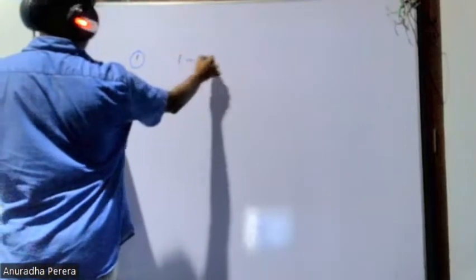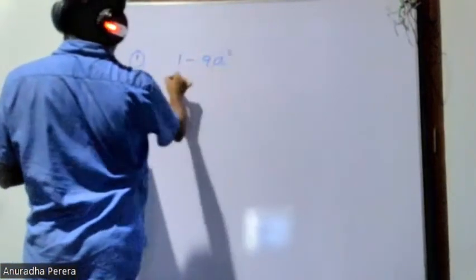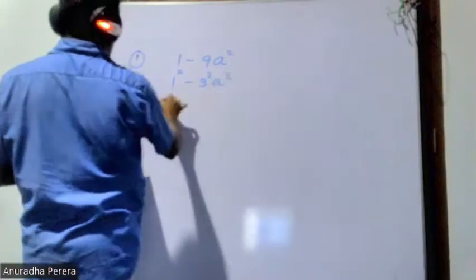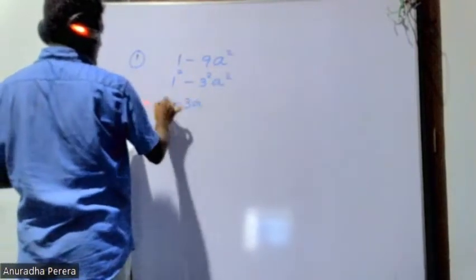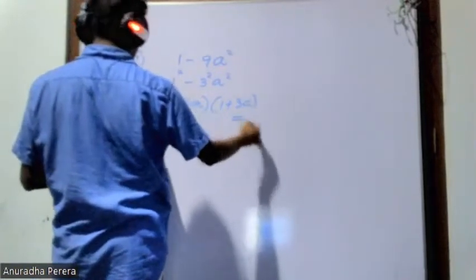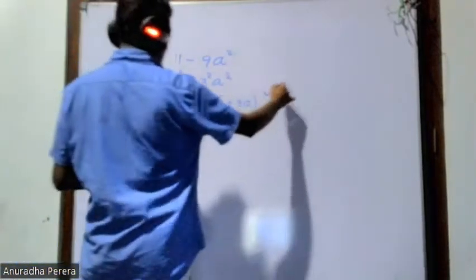The first one: factorize 1 minus 9a squared. You can apply the difference of two squares: 1 squared minus 3a squared. One factor is 1 minus 3a, the other one is 1 plus 3a. 2 marks for this answer.